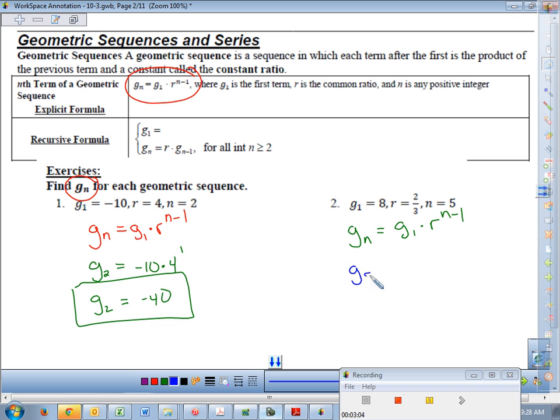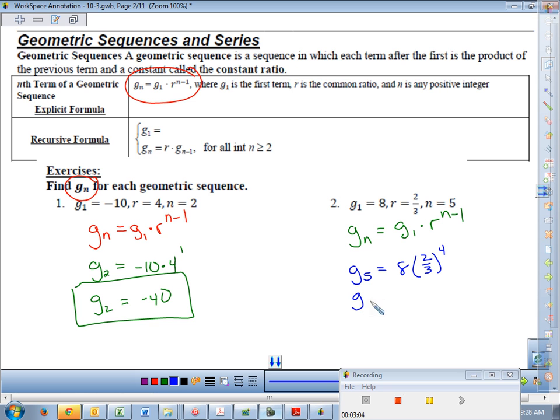So they want the fifth term. That'd be 8 times 2/3, my ratio, to what power? Fourth. Now this is where we've got to slow down. Using your calculator isn't going to do you much good because you get a nasty decimal out of this situation, because isn't the rate a fraction? Let's do what we've always done.